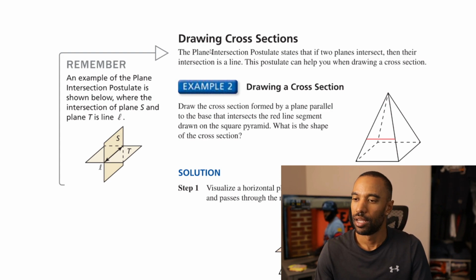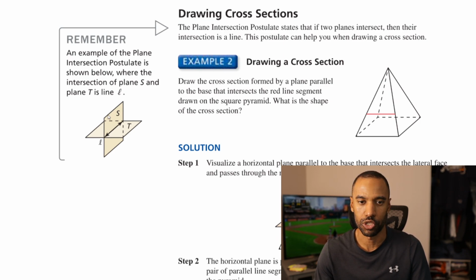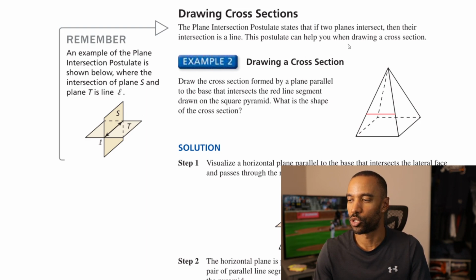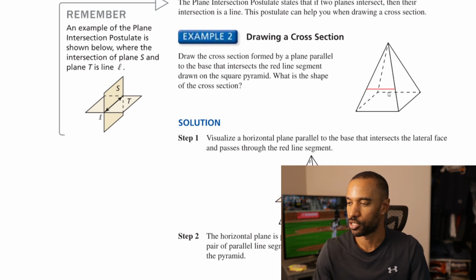Drawing cross sections. The plane intersection postulate states if two planes intersect, then their intersection is a line. Like these two right here. You intersect this plane with this plane, you get a line. The postulate can help you when drawing a cross section. Draw the cross-section formed by the plane parallel to the base that intersects the red line segment drawn in the square pyramid. What is the shape of the cross-section? So they're saying make sure that your plane is parallel to this.